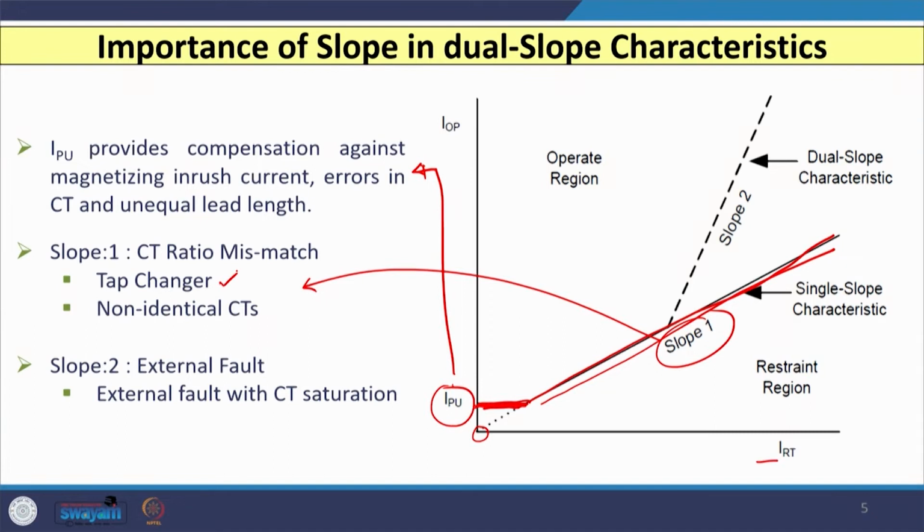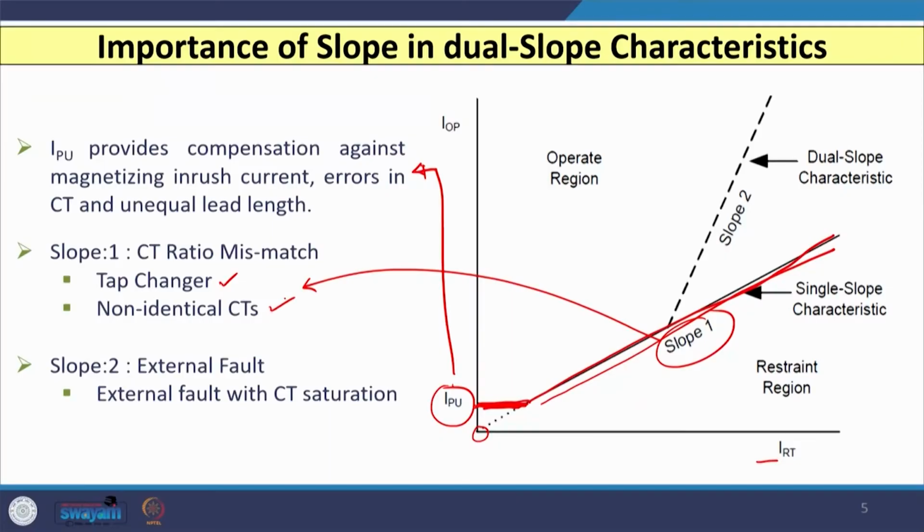If there is a tap changing mechanism or tappings are provided, and if your transformer is on other than the nominal or fixed tap, then those things are also compensated using slope 1, and if any non-idealities exist between the two CTs like CT saturation characteristic, then also that can be compensated using slope 1.